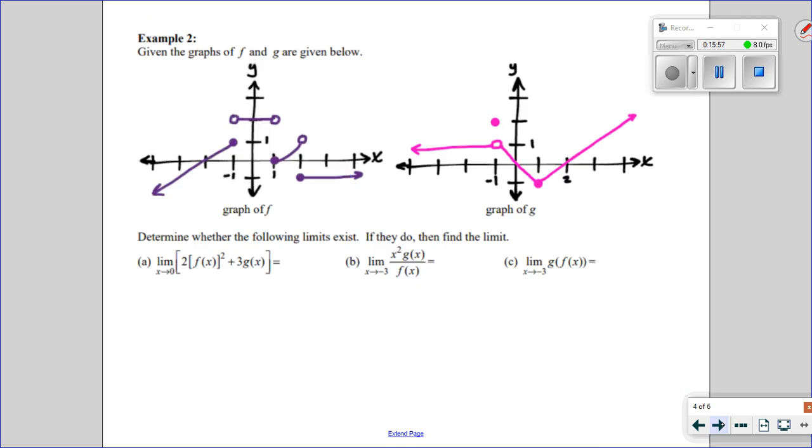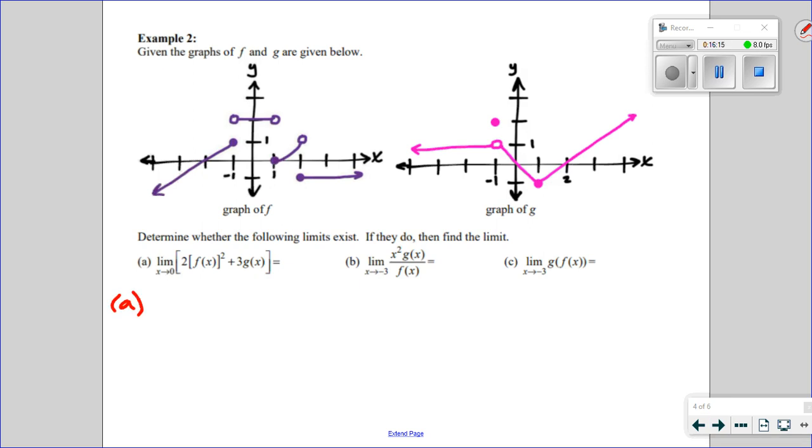Okay, now we can also use these properties if we're given a graph for each function. So notice here we're given a graph for f, and we're given a graph for g. All right, now we're going to start these the same way we did in previous examples. So let's start with A.